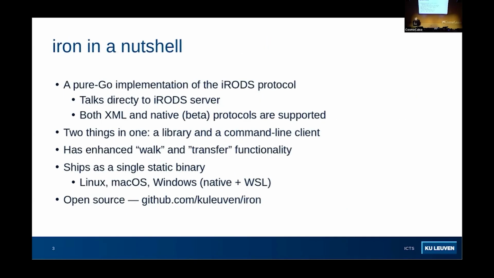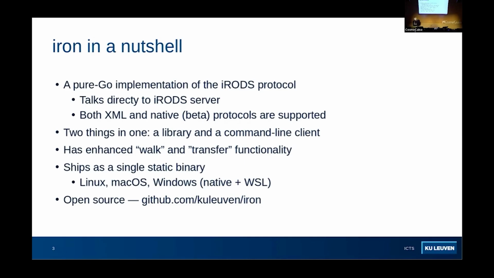So what's Iron in a nutshell? It's pure Go. It talks directly to the iRODS server using the XML protocol, but it also supports, if you want, the native binary protocol, though that's considered a beta feature. By default it uses XML, and that's stable. So it's two things in one: either a library, a package you can integrate in other Go projects, or a command line client I will show you in a minute. It has some enhanced functionalities.